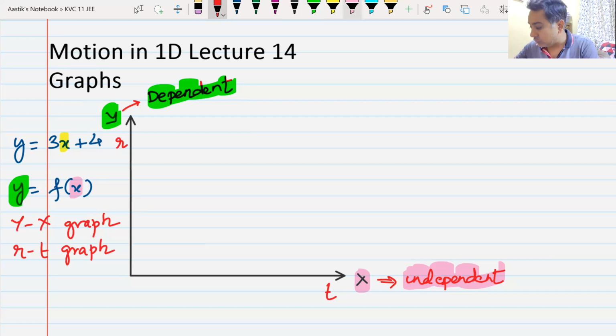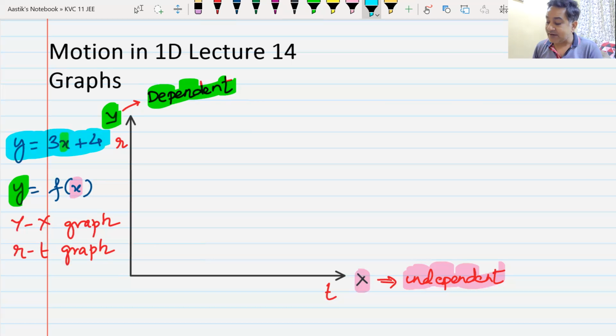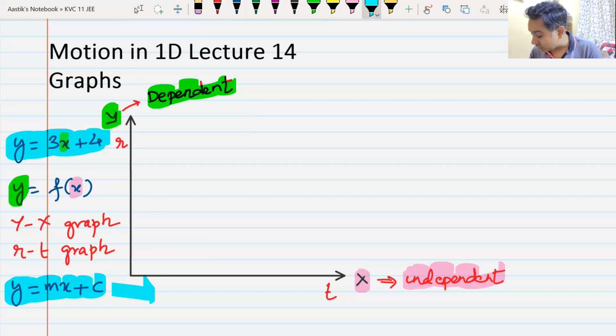Now, you also know probably that y is equal to 3x plus 4, or any equation which is in the form y is equal to mx plus c, represents what? This is the equation of what? This is the equation of a straight line.